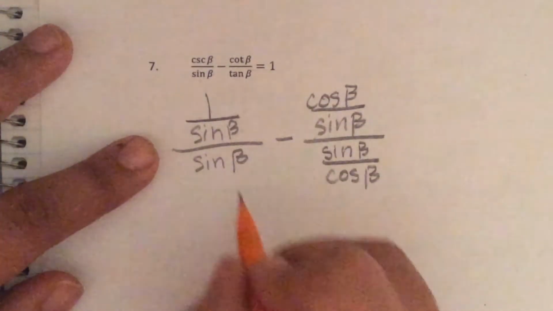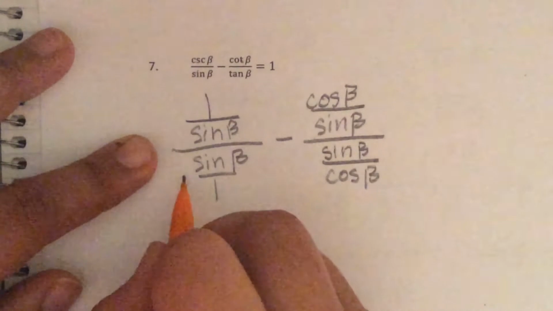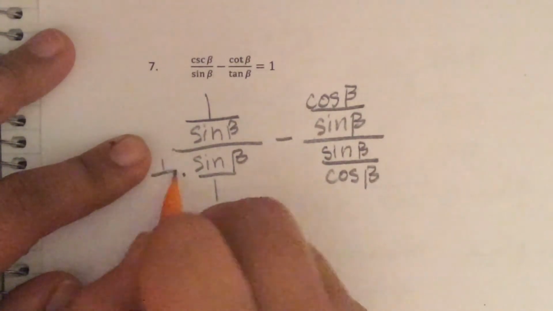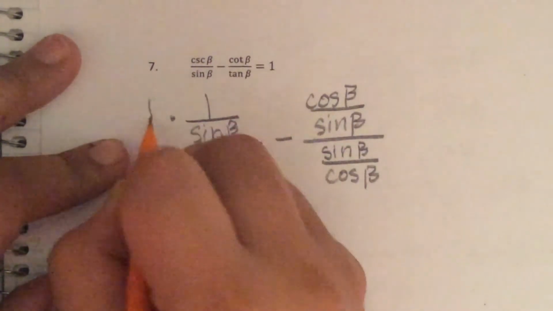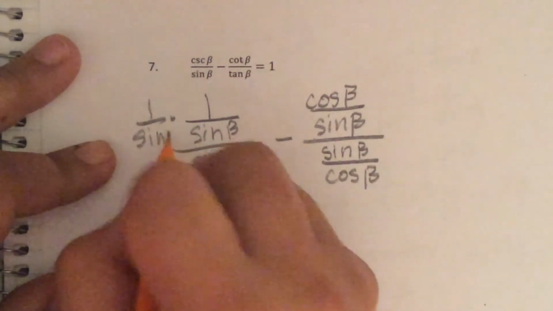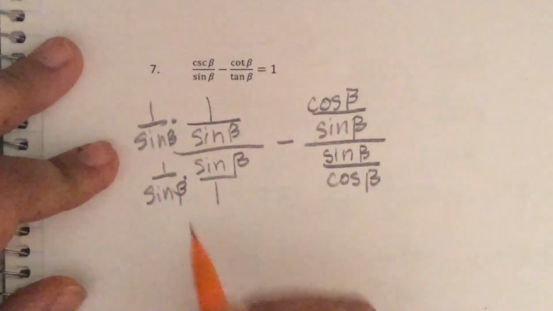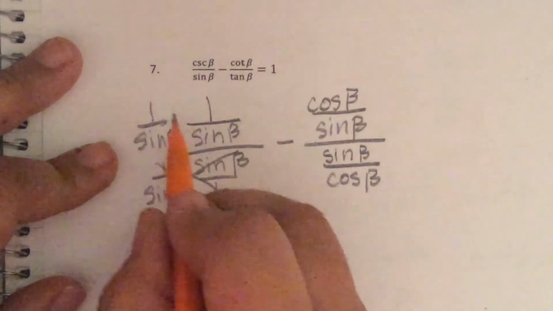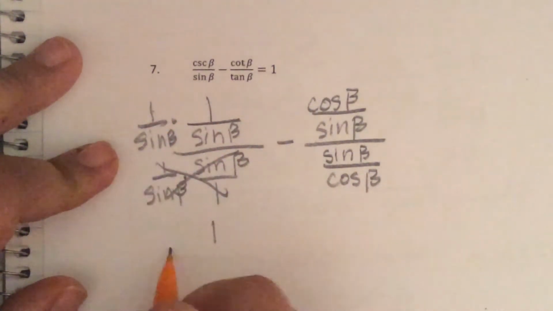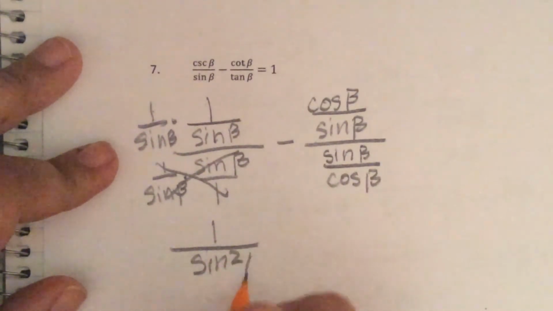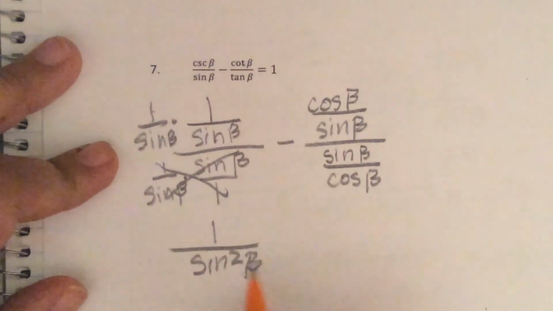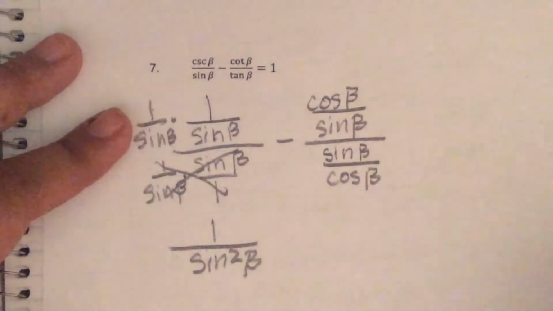Okay, so then this is over 1, so that means I'm going to multiply by the reciprocal, sine beta times 1 over the sine beta. Whatever I do to the top, I do to the bottom. So then these cancel on the bottom, and you're going to have 1 times 1 is 1. Sine times sine is sine squared beta. Please don't leave out the variable there.